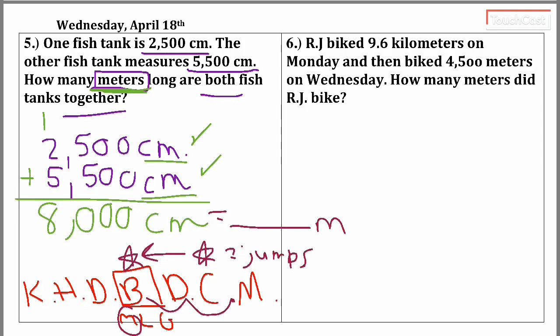So let's rewrite number 8,000. I recommend writing 8,000 without any commas so it doesn't confuse you. A comma is different than a decimal, my friends. All right. Decimal goes at the end. Let's do 2 jumps. 1, 2. This is where the new decimal goes.